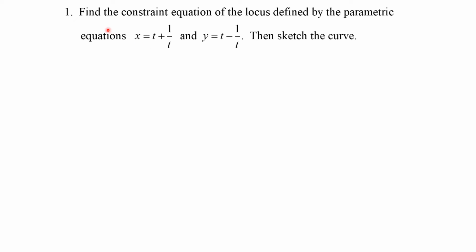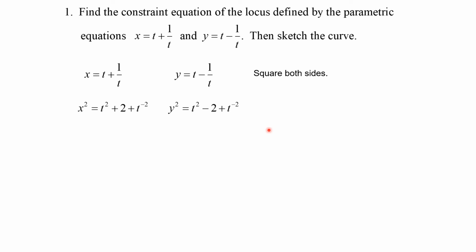We will now look at more examples to determine the constraint equation of the locus defined by the parametric x and y. What is meant by constraint equation? You're given x in terms of t and y in terms of t. You have to determine y in terms of x and then sketch the curve. The easiest way to get y in terms of x here would be squaring both sides. The methods can vary on how to get y in terms of x depending on the x and y given. So when you square both sides, you get this.